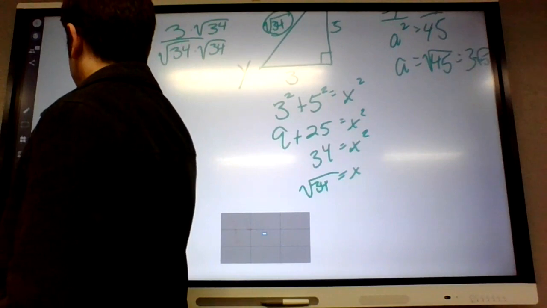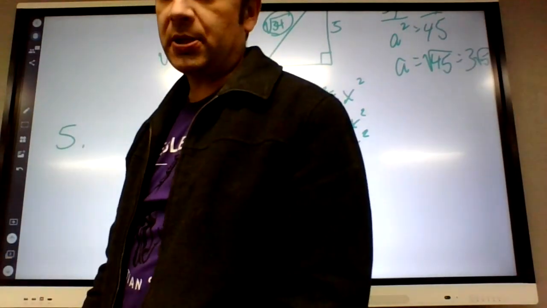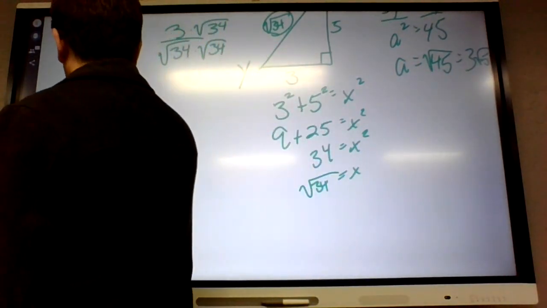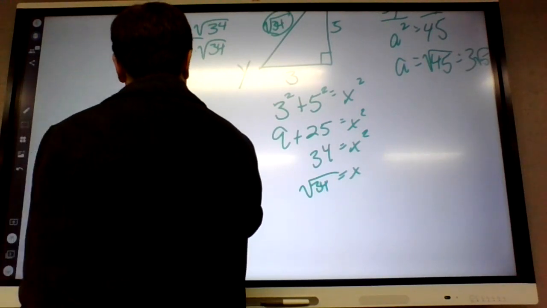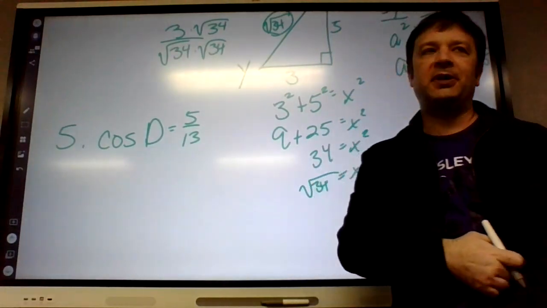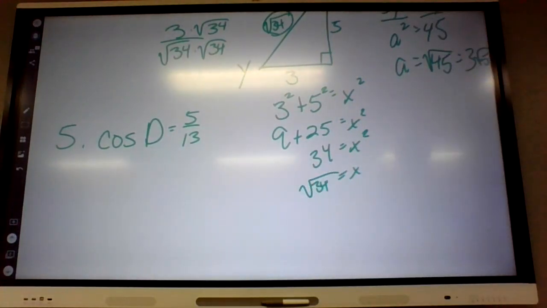All right, what's number 5 say? Cosine of D equals 5/13. Find the other two trig ratios. All right, we didn't do this a ton, we did it a couple times. Do you guys remember how we did this one?